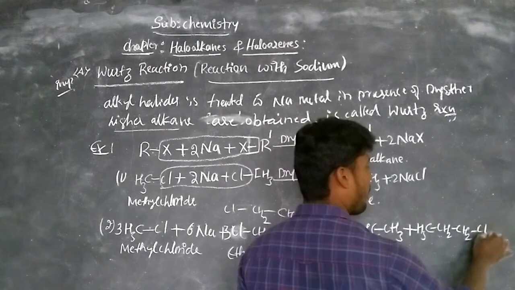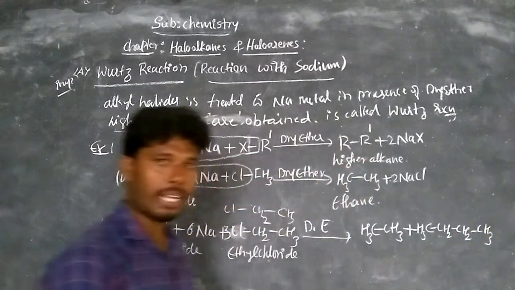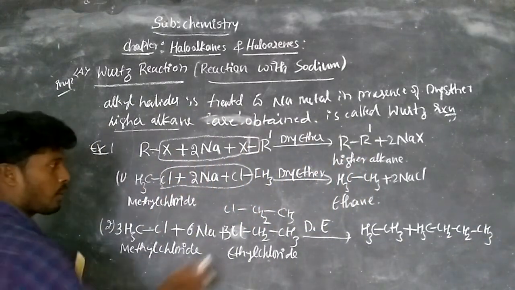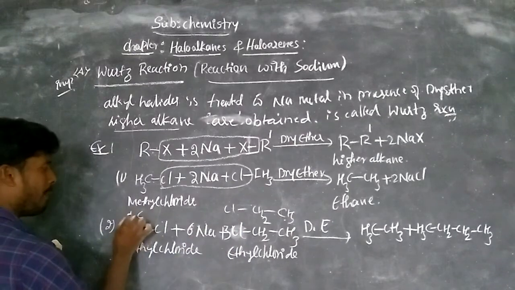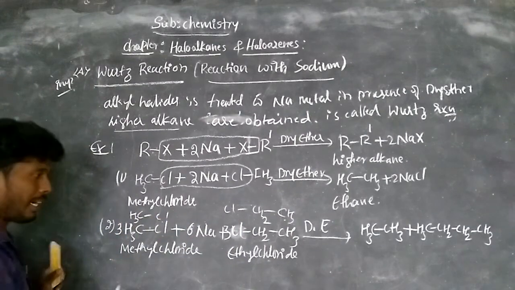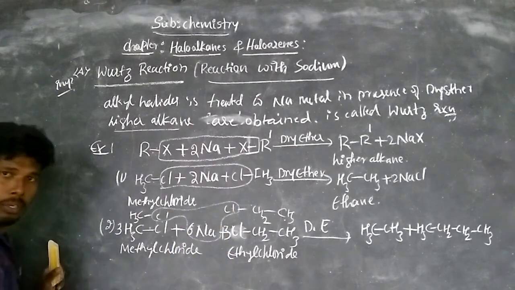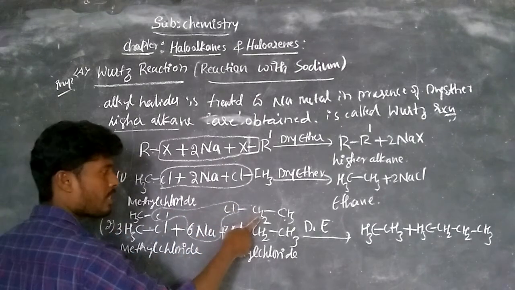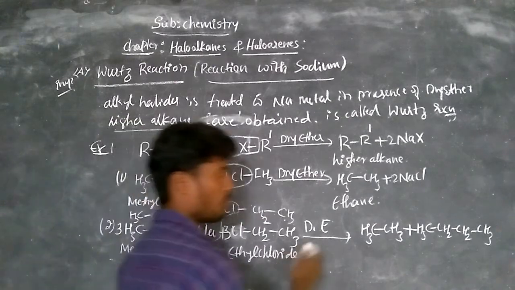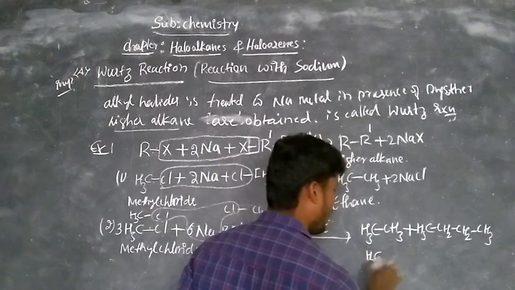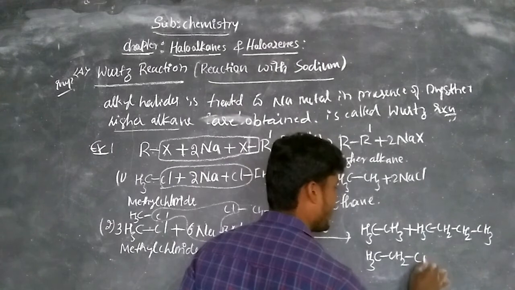CH2 bond CH3. So what you get, butane. If one ethyl group and one methyl group react with sodium like this, then what happens, CH3 bond CH2 bond CH3, right? So what is there? CH3 bond CH2 bond CH3.